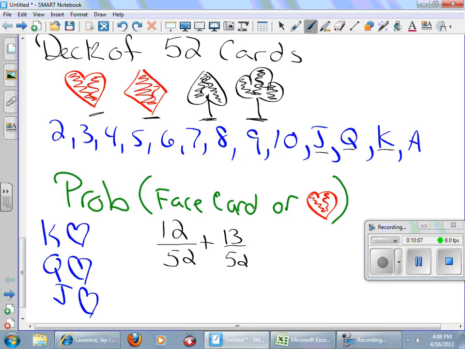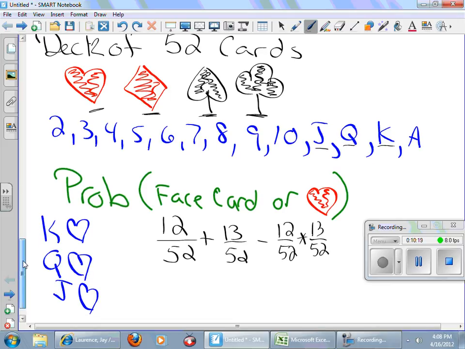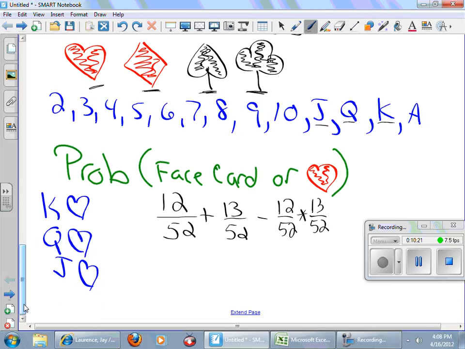So because of that, I'm going to have to do my little subtraction thing. I'm going to subtract off 12/52 times 13/52. Okay? So I'm going to add these two together and get 25/52. And then I've got to multiply here, and I know this is going to turn into 1/4. I know this, if I divide them both by 4, I'm going to get 3/13. I don't think anything else will simplify.